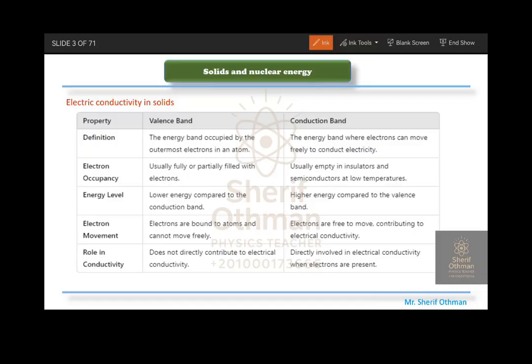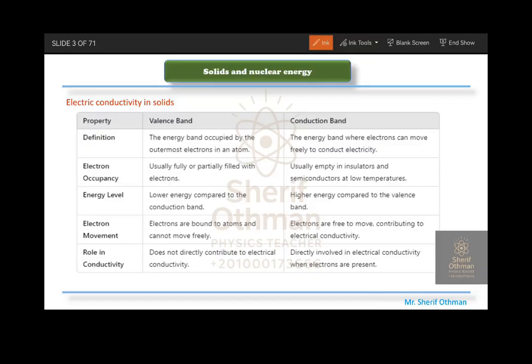Electron movement: in the valence band, electrons are bound to the atom and cannot move freely. These electrons belong to the main atom and are unable to move freely. When the electrons transfer to the conduction band, they can move from one atom to another atom. So in the conduction band, electrons are free to move, contributing to electrical conductivity.